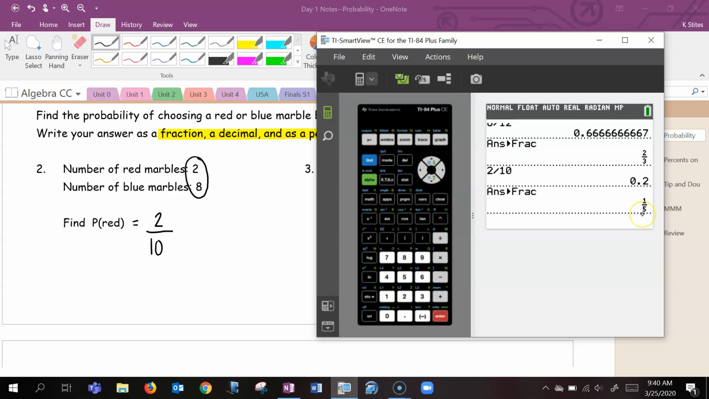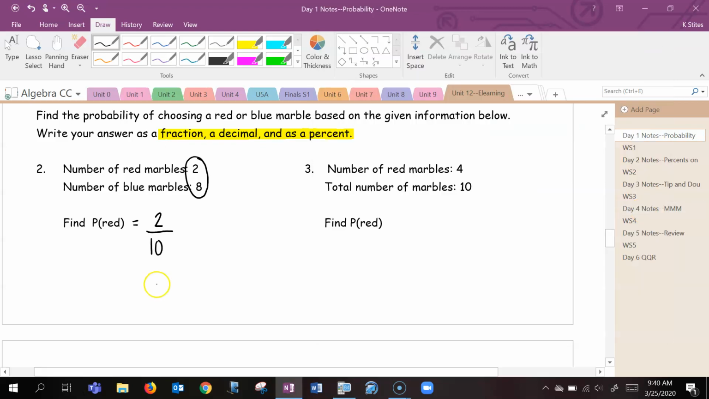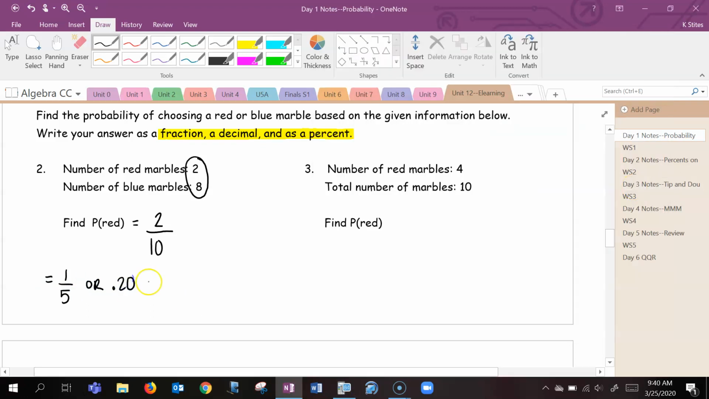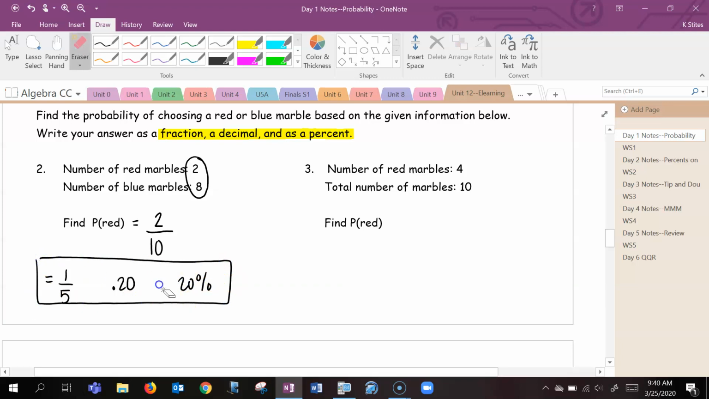All right, so then I will math frac this, which is 1/5. This is one of our fractions that we should have memorized. So 1/5, or our decimal was 0.20, or as a percent, move it 2 to the right, that would be 20%. You could put ors, or you can just put equal signs, but it did ask for all 3 of those.